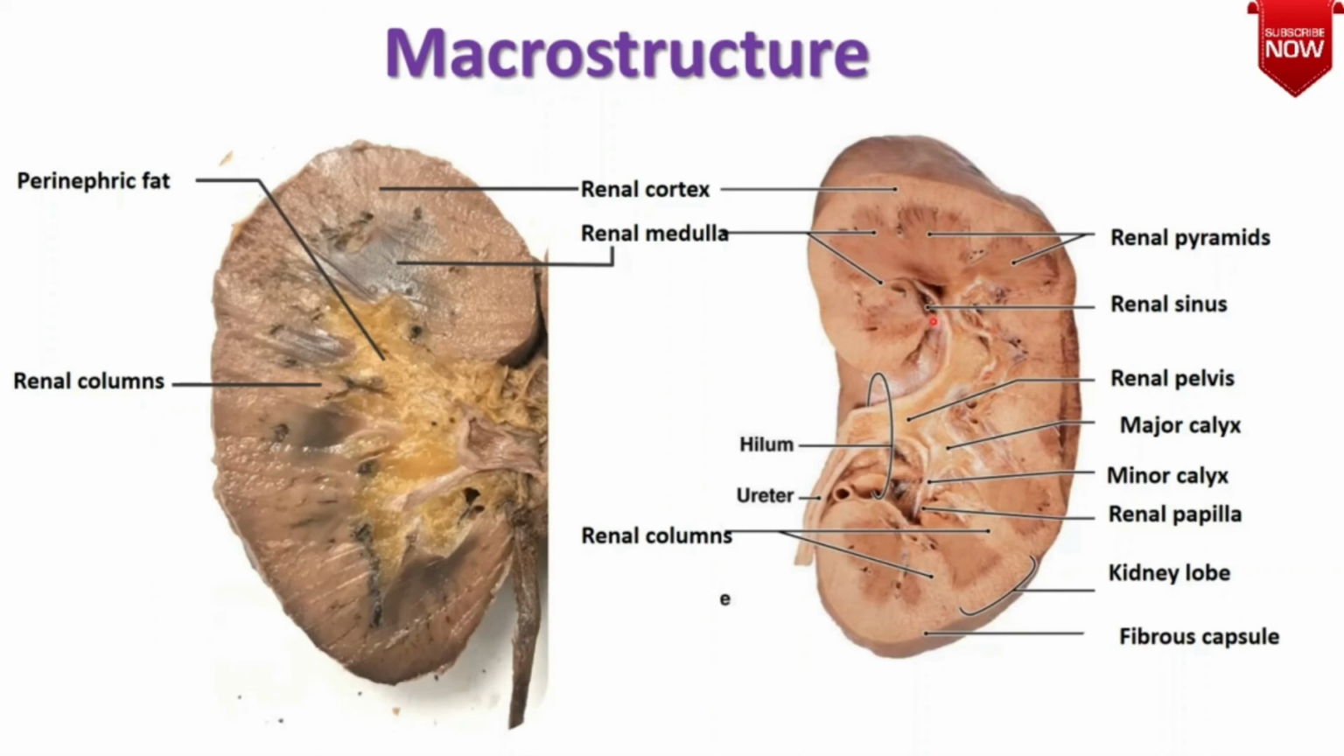The space between this. So here you can appreciate the space between the minor calyces. This space is the renal sinus, which is filled by the perinephric fat. So here you can appreciate the fatty tissue, and this one is the perinephric fat in the renal sinus. So this is all about the renal macrostructure of the kidney.